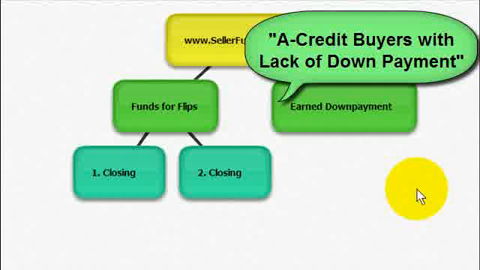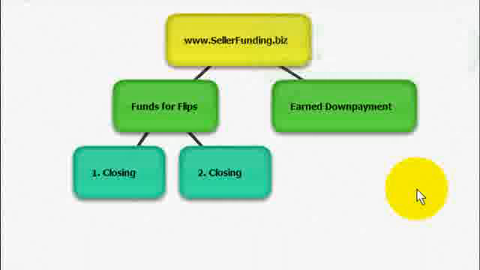Earned down payment could be used in combination with funds for flips. That way, you could flip a short sale to an A-credit buyer who lacks a down payment. The down payment comes out of the equity of the house.